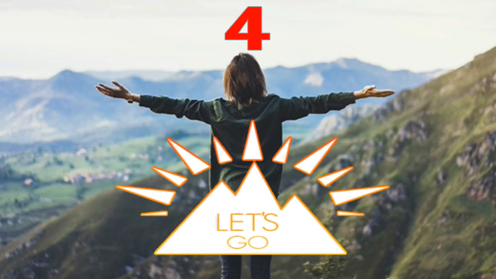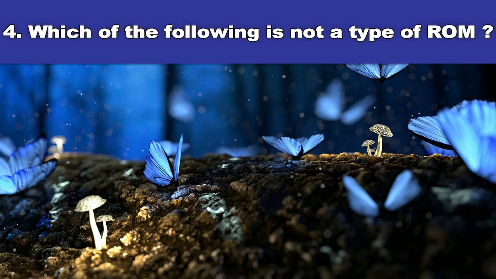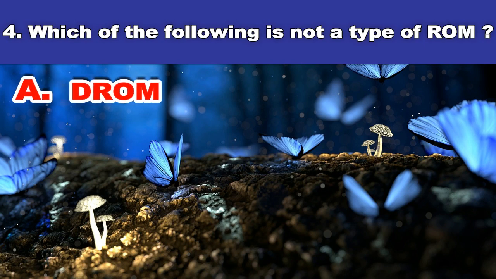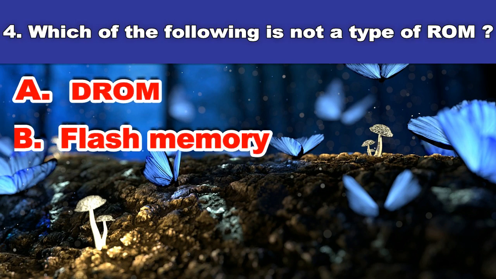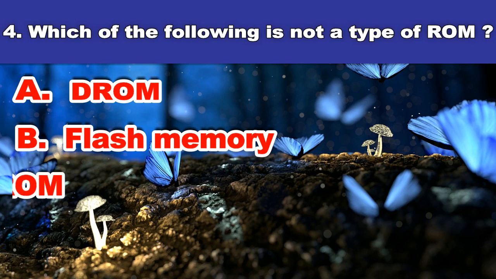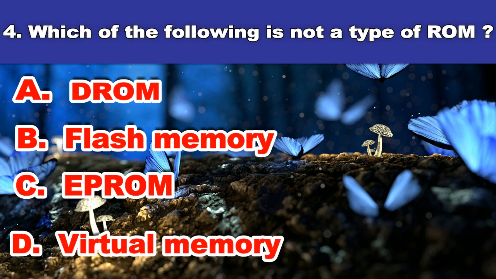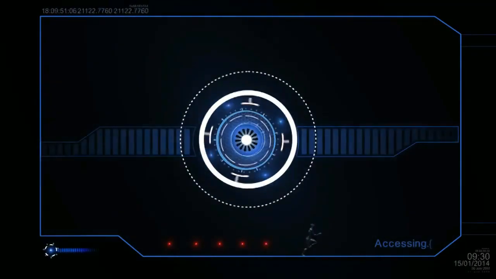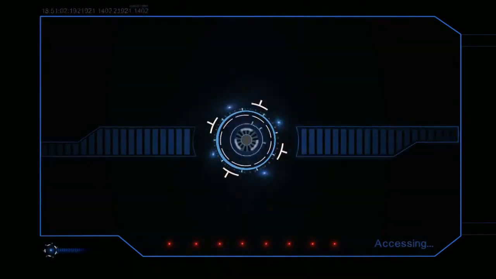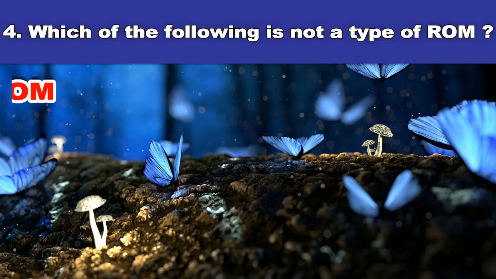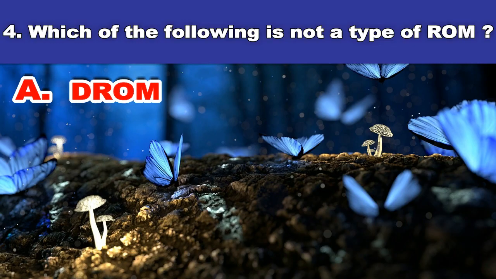Fourth question. Which of the following is not a type of ROM? A. DROM, B. Flash memory, C. EPROM, D. Virtual memory. And the answer is DROM.